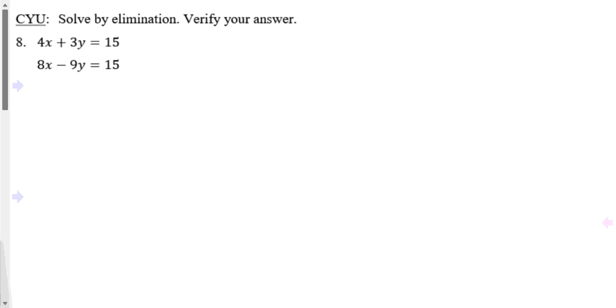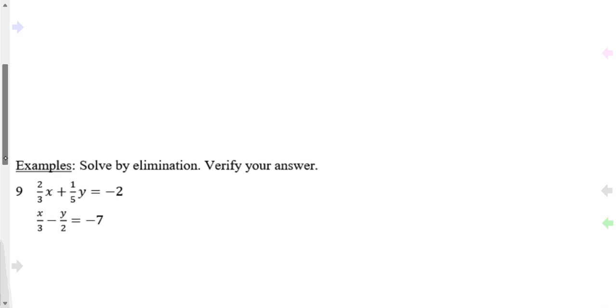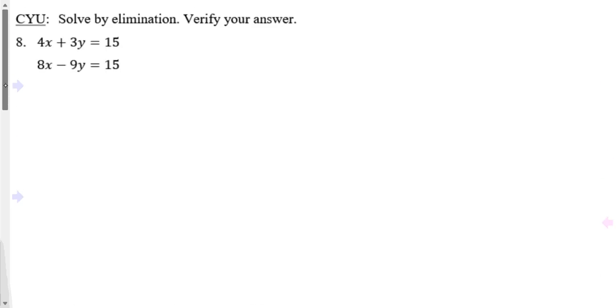Question number 8 is check your understanding. So at this point, I would like you to pause the video, try this question, solving by elimination. And once you're done this question, then you can restart the video to see my solution, and we'll go on to the next example.